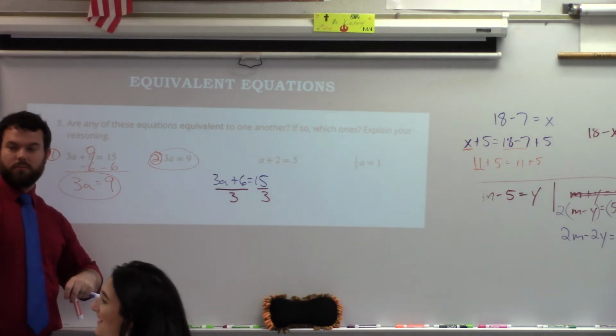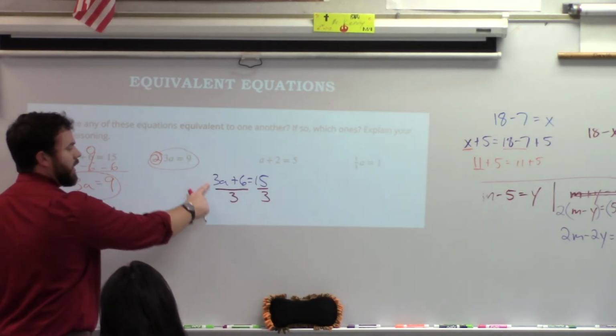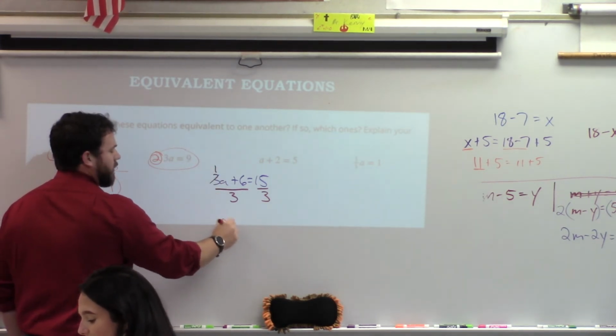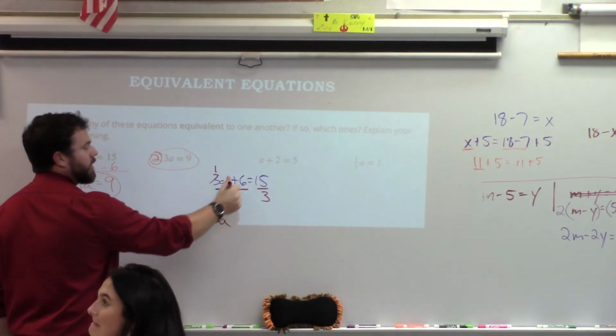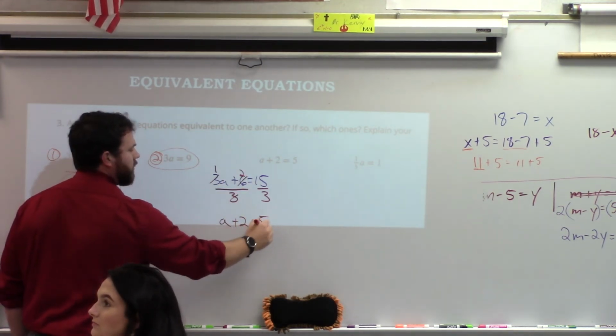Oh, shoot, I think you're talking about the other one. A plus 6 divided by 3 is... so 2. 3 divided by 3 is? One. So it's 1a. 6 divided by 3 is? Plus 2. Which equals 5. 15 divided by 3.